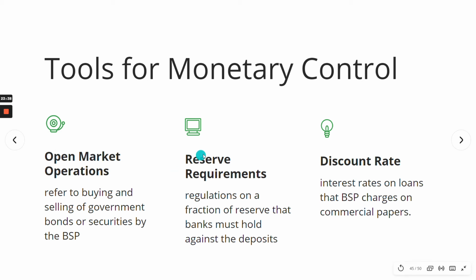The next tool is the reserve requirements. So pag reserve requirements, these are regulations on a fraction of reserve that banks must hold against the deposit. So meaning the banks are not allowed to use 100% of their deposits for lending purposes or other purposes. So meaning kung ang bangko has 100 million, dili niya pwedeng ipautang na tanang 100 million. Kinahanglan niya mag-reserve. So duha ang pwedeng himuon ani sa Bangko Sentral.